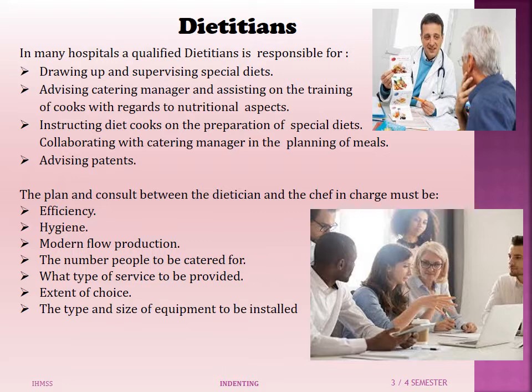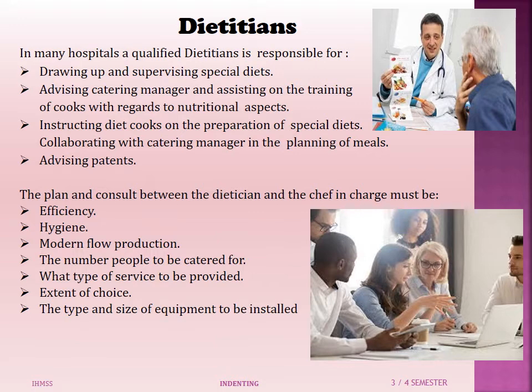Number two, advising the catering manager and assisting in the training of cooks with regard to the nutritional aspects. Instructing the diet cook on the preparation of special diets. Collaborating with the catering manager in the planning of meals. Advising patients.